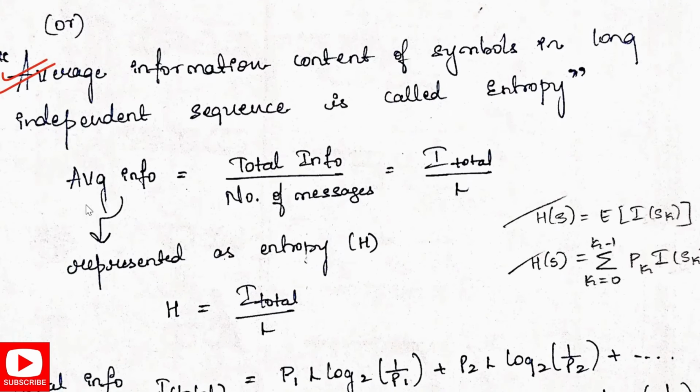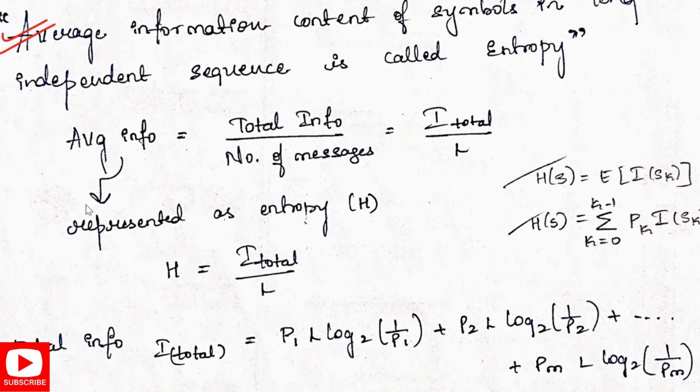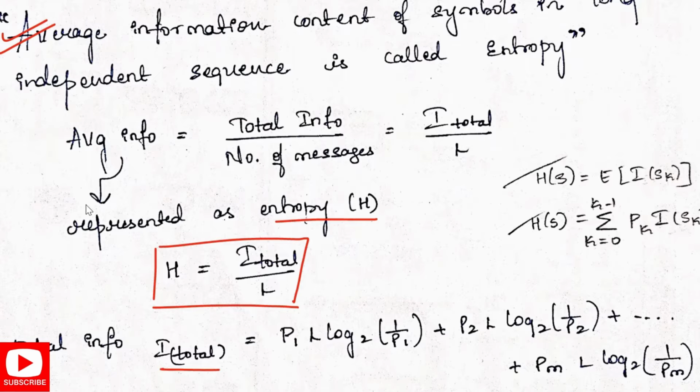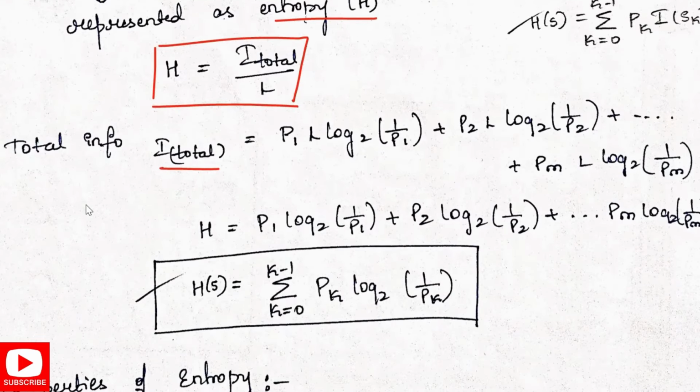So average information is the total information divided by the number of messages. That is equal to I total by L. Entropy is represented as H, so H is equal to I total by L. Next, what will be the I total? It is P1 L log 2 of 1 by P1, then P2 L log 2 of 1 by P2, till Pm L log 2 of 1 by Pm.